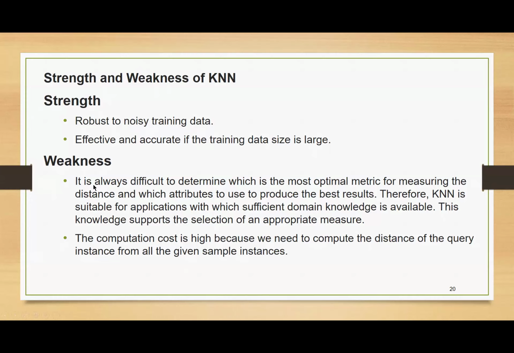And also, it is always difficult to determine which is the most optimal metric for measuring the distance and which attributes to use to produce the best result. So KNN is suitable for applications where sufficient domain knowledge is available.